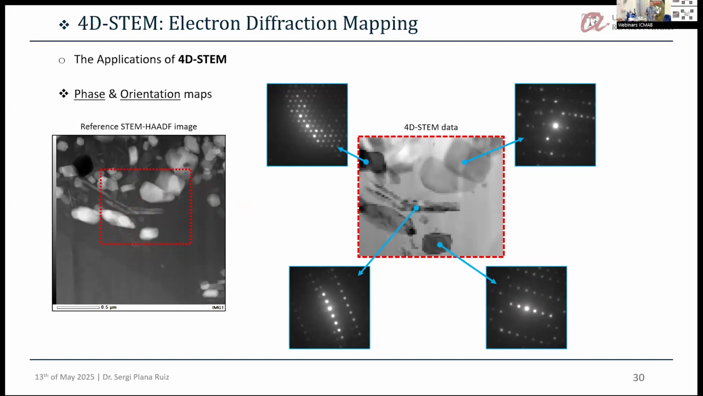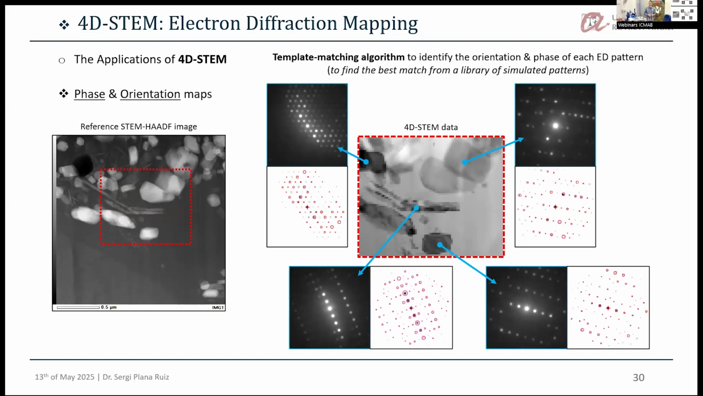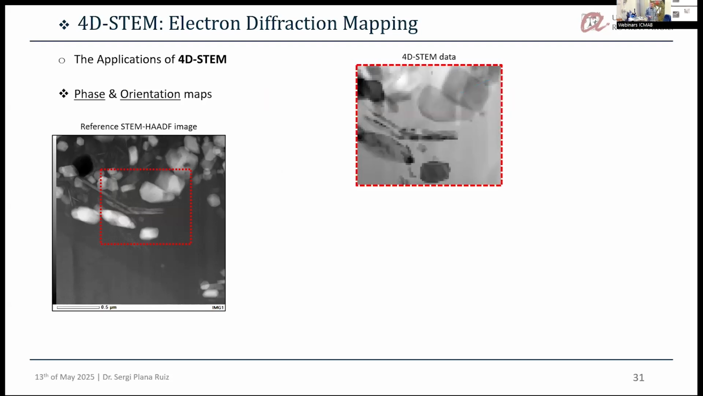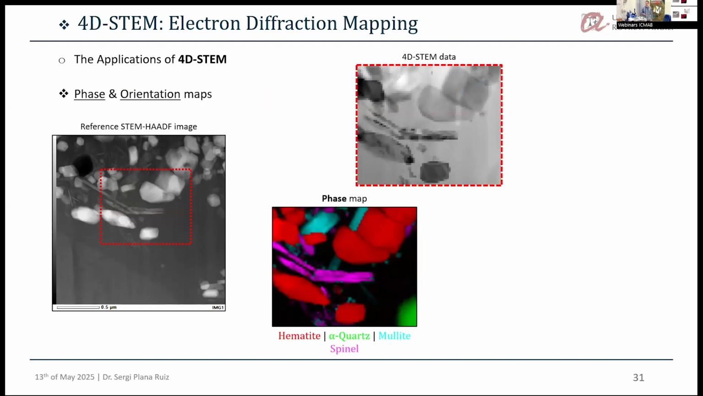And then with these diffraction patterns, and knowing which phases we have in our samples, we can calculate or simulate diffraction patterns based on the kinematical theory of diffraction, but this is more than enough, in order to fit which simulated diffraction pattern fits best to the experimental ones. These are called template matching algorithms. By using libraries of simulated patterns, we can compare and find which one fits best to these experimental diffraction patterns. And by doing that, we can obtain the phase map, so we can determine where, for example, in this case, hematite, quartz, mullite, and a spinel are.